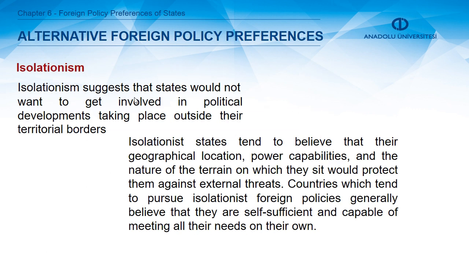In this framework, we can start with the first alternative foreign policy preference of states, which is isolationism. Isolationism suggests that states would not want to get involved in political developments taking place outside their territorial borders. Isolationist states tend to believe that their geographical location, power capabilities, and the nature of terrain on which they sit will protect them against external threats.